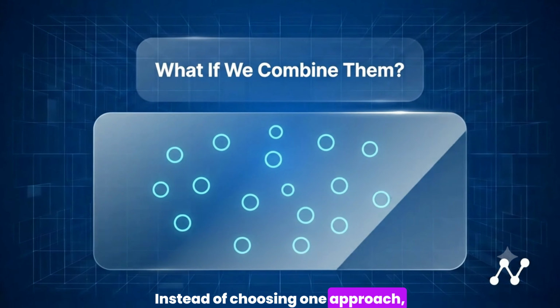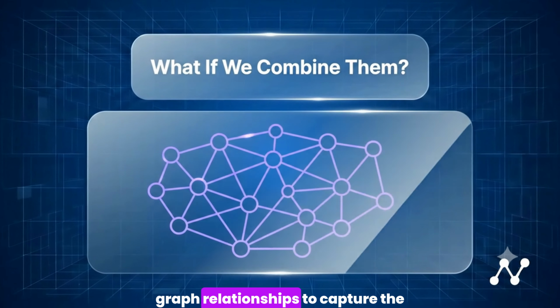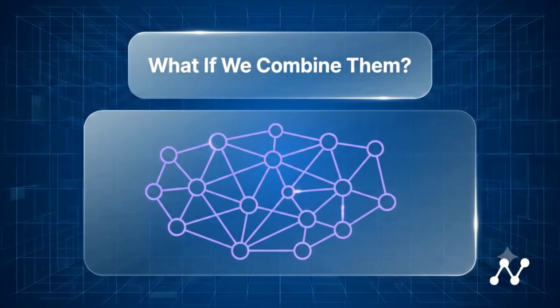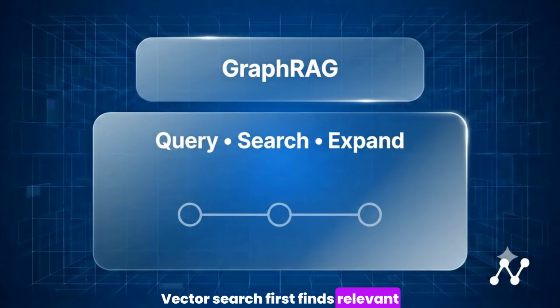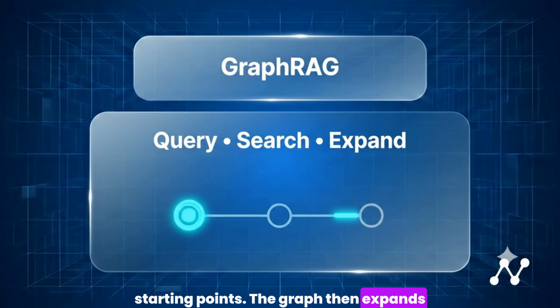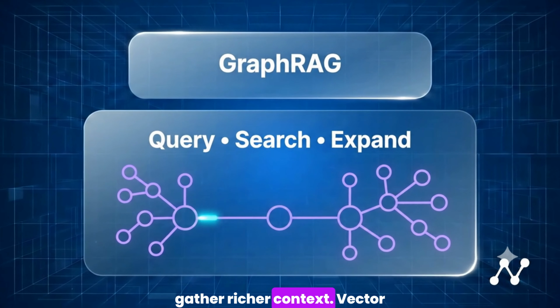Instead of choosing one approach, GraphRAG combines semantic search with graph relationships to capture the strengths of both. Vector search first finds relevant starting points. The graph then expands outward through connected entities to gather richer context.